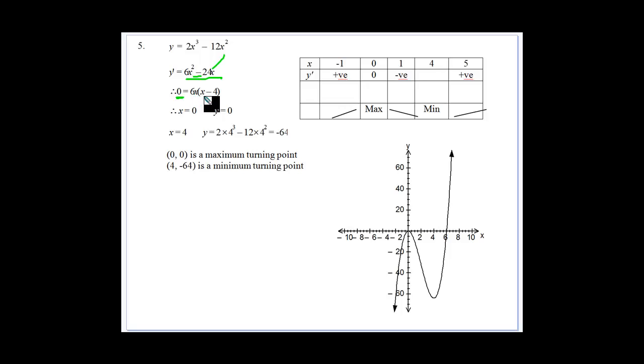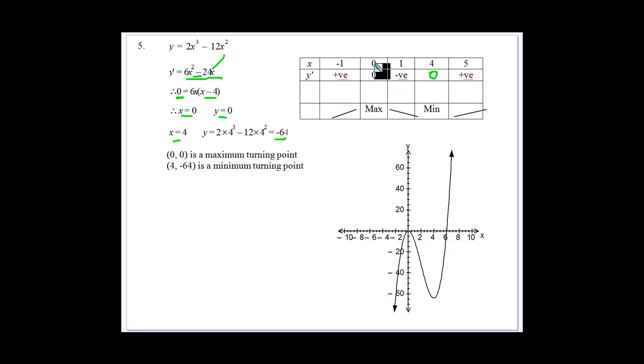So we get 6x, x minus 4 in our brackets. So 6x will give us x is equal to 0. When x is equal to 0, y is equal to 0. That's pretty easy. This bracket will give us x is equal to 4, and that will give us then the point 4, minus 64. So using calculus, we start to look at our values of 0 and 4. We know we've got a gradient of 0 in both of those.